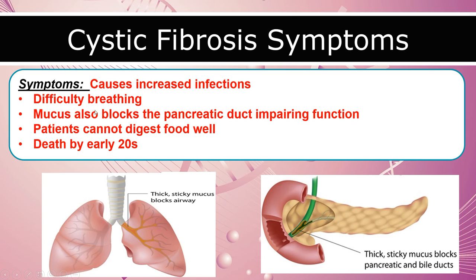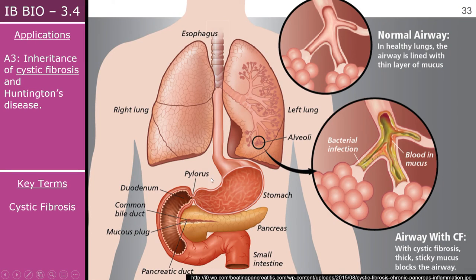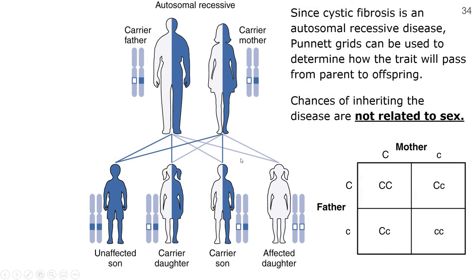People with cystic fibrosis definitely have trouble breathing, and if you see pictures of them online, they also look really skinny. That is partially because mucus is also forming in their pancreatic ducts, which will impair that function, so they are not able to digest food well. And people with cystic fibrosis do unfortunately pass away, usually by their early 20s. So this is really not an awesome disease to have.